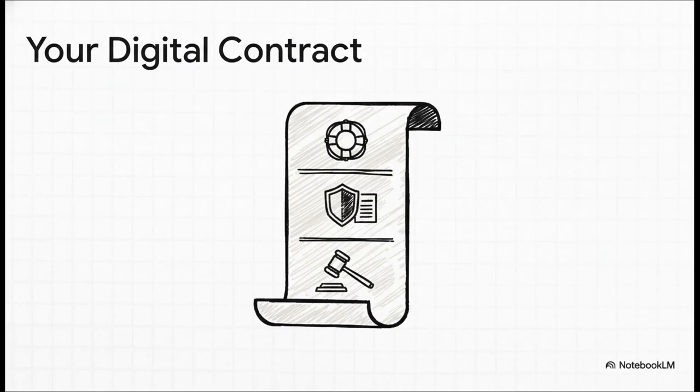So together, these 3 links, help, privacy, and terms, they basically form your digital contract. Help is your support network. The privacy policy is the agreement about your personal data, what's collected, and why. And the terms are the rules you have to follow to stay. And here's the kicker. Every single time you sign in, you are actively reaffirming that you agree to this contract.